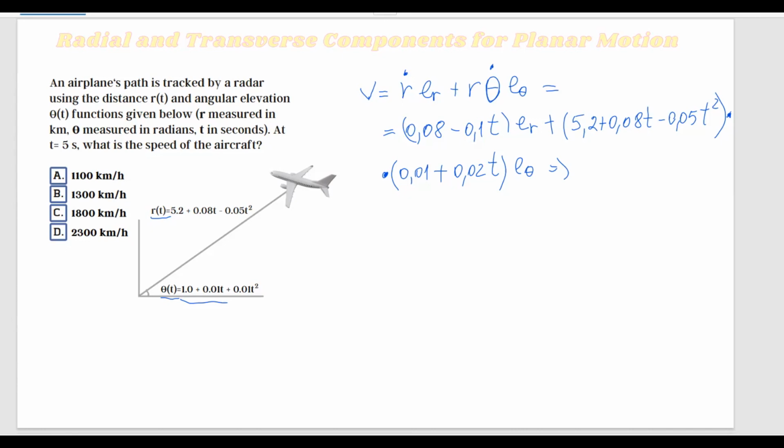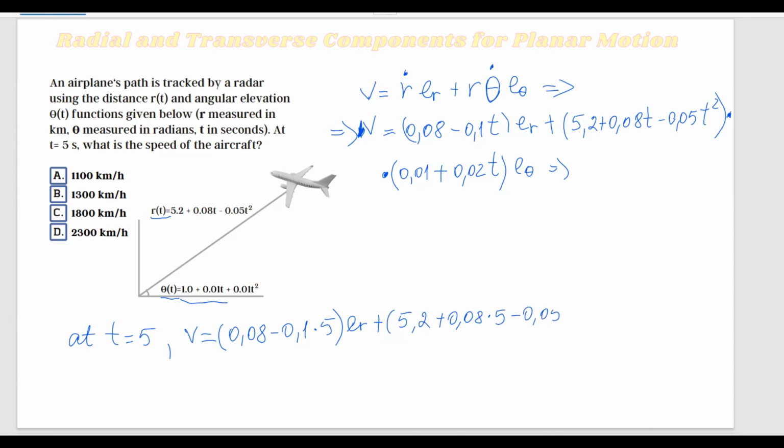So we're going to repeat the steps we did before in the previous problem. We're going to say that at t equals 5, v equals, and we're going to come back to this equation, and we're going to substitute t with 5. Let's do this. 0.08 minus 0.1 times 5, e_r, plus 5.2 plus 0.08 multiplied by 5 minus 0.05 multiplied by 5 squared. Then open another parenthesis, 0.01 plus 0.02 multiplied by 5, e_theta, equals.